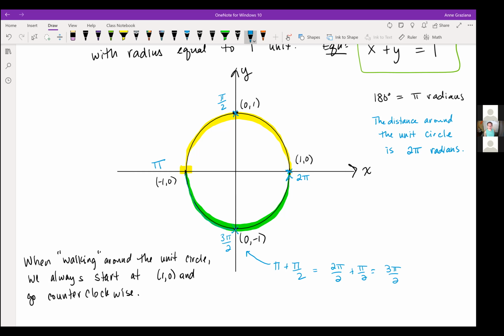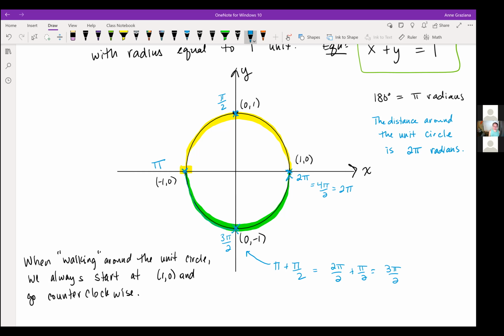And we could count it. You can see it actually. If I go 1 pi over 2, 2 pi over 2, 3 pi over 2. And then when you come back all the way around, this is 4 pi over 2, which is just your 2 pi. Do you guys see how to count that? Pi over 2, 2 pi over 2, 3 pi over 2, 4 pi over 2, all the way around.